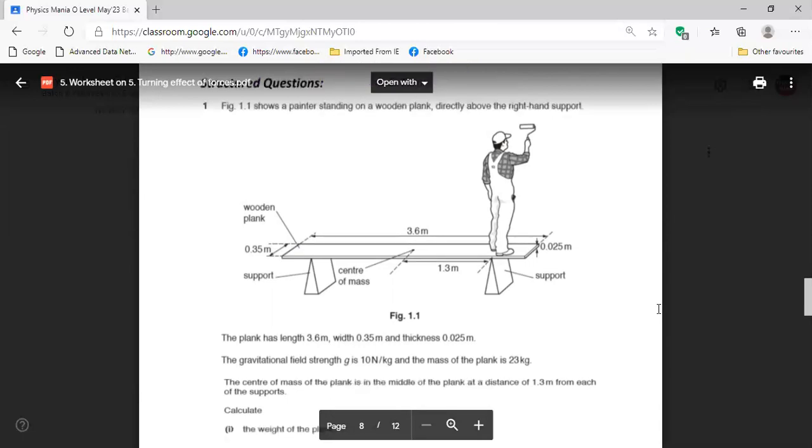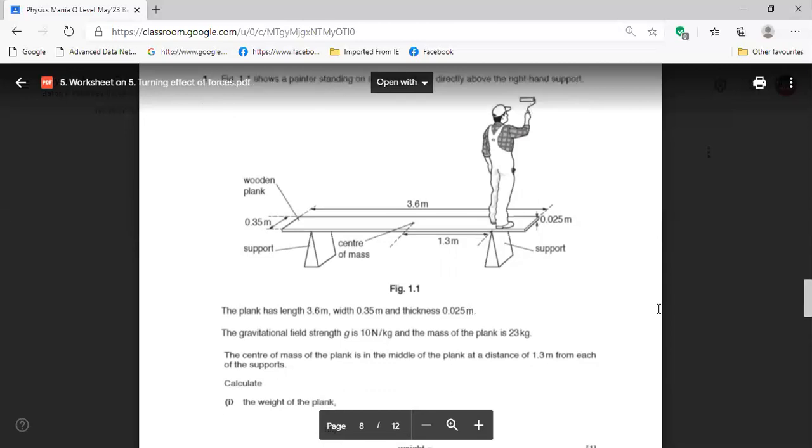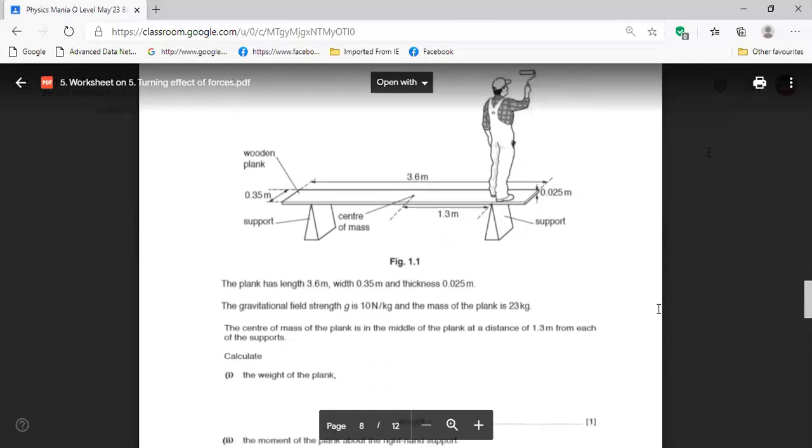Okay, can you read about the density? Figure 1.1 shows Peter standing on a wooden plank directly above the right support. The plank is 3.6 meters long. The gravitational field strength g is 10 newton per kilogram. The mass of the plank is 23 kilograms. The center of mass of the plank is in the middle of the plank, at a distance of 1.3 meters from each support. Calculate the weight.